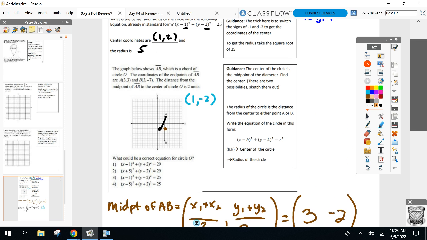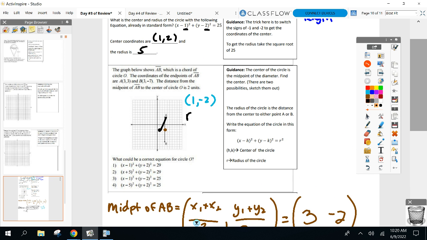So I got my center. R squared is 29, so I can eliminate choices 3 and 4. If the center is 1, -2, is that answer there when I flip the signs? Yep, it's there. Choice 1. So we made a good decision going to the left and not the right, because it wouldn't have been there if it was to the right.